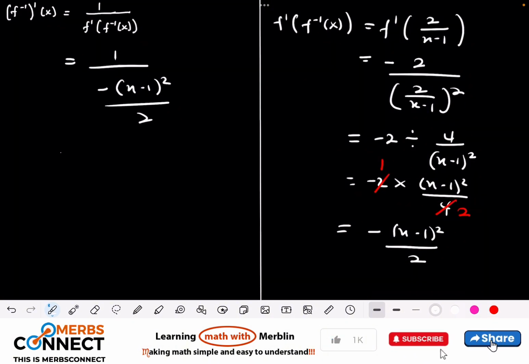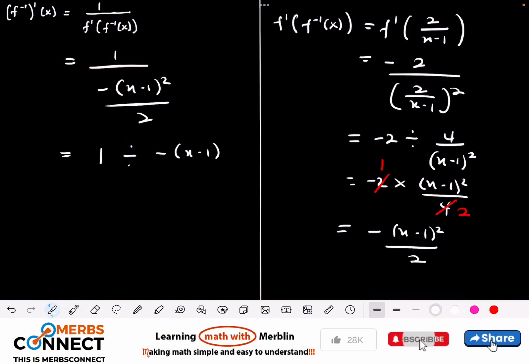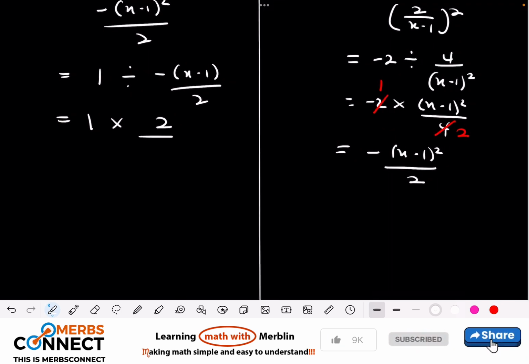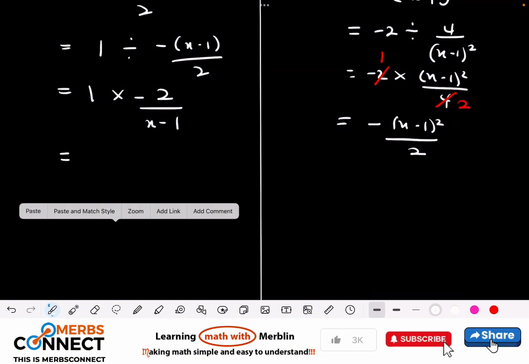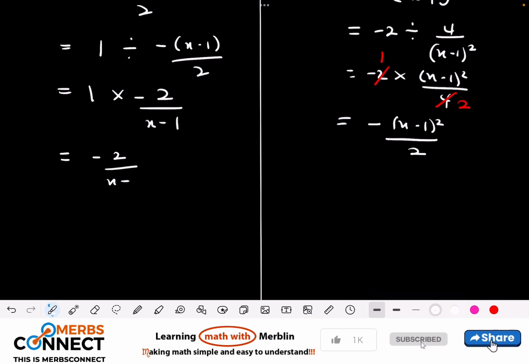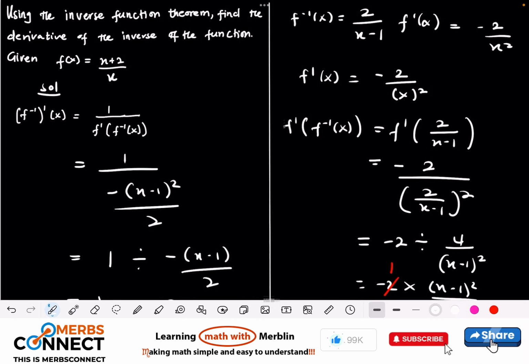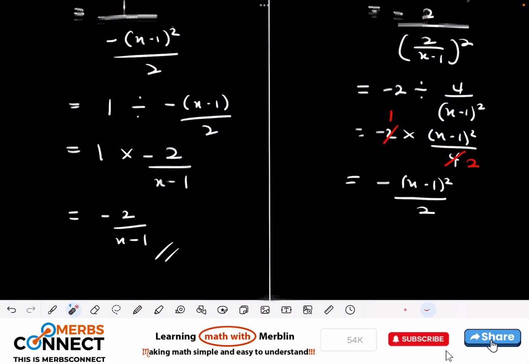As I said, having division here is sometimes confusing. So I'll write this as 1 divided by what is here, then I'll write negative (x minus 1) divided by 2. So I'll change the division to multiplication. So I have 2 divided by x minus 1. When I multiply, I'm going to have negative 2 divided by x minus 1. So this is my final result by using the inverse function theory. This is what we are going to have at the end of the day.